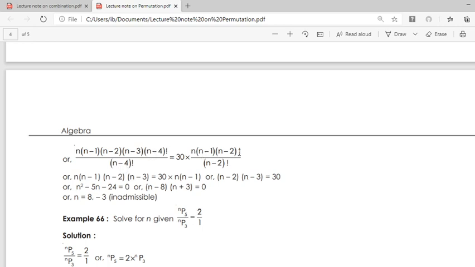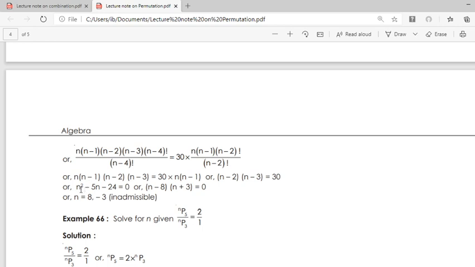The same way you use it, your denominator here is n minus 2 factorial. So you expand the numerator, n minus 1 times n minus 2 factorial, so that you cancel this. Having cancelled this, you'll be left with n into n minus 1, n multiply n minus 2, n minus 3 equals to 30 times n minus 1. You're going to see that this n will eliminate this.